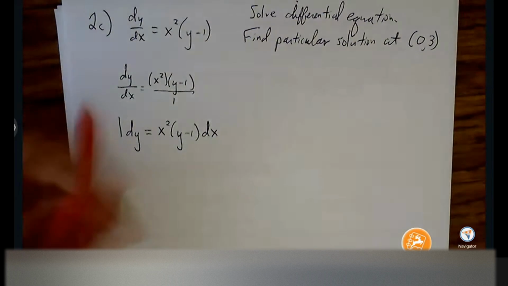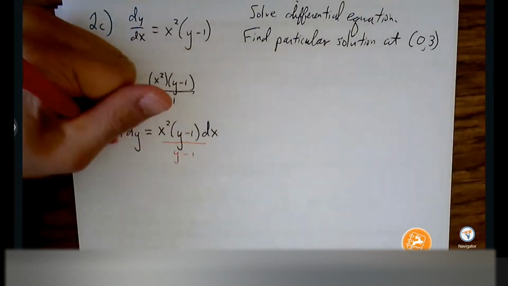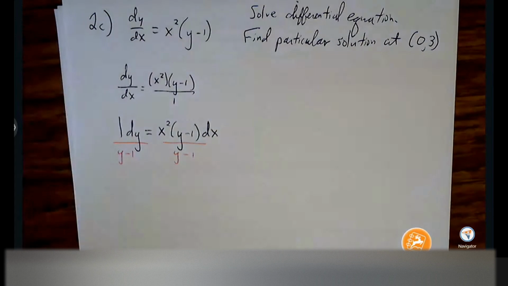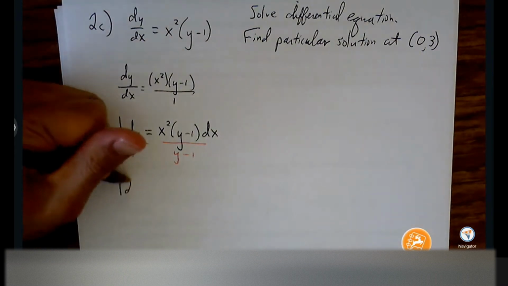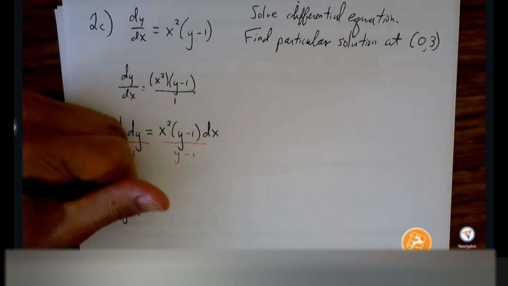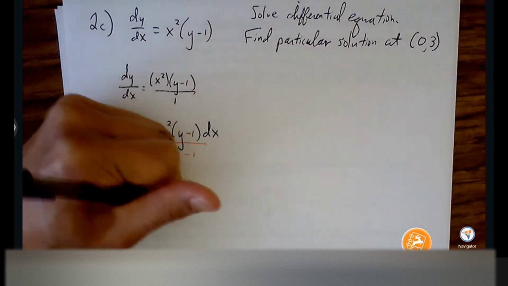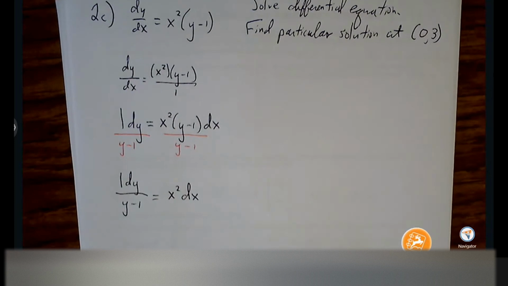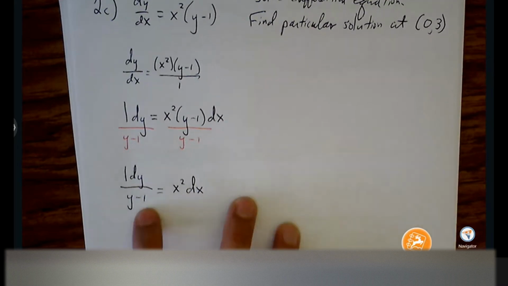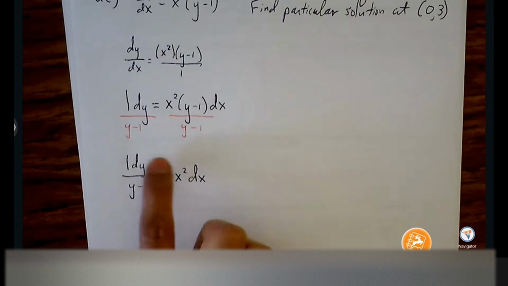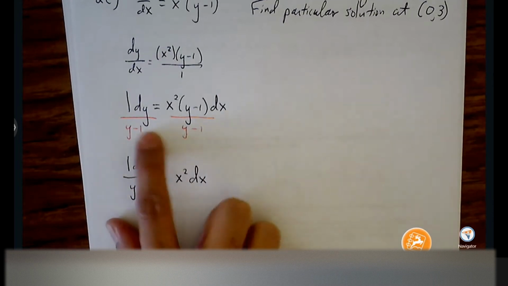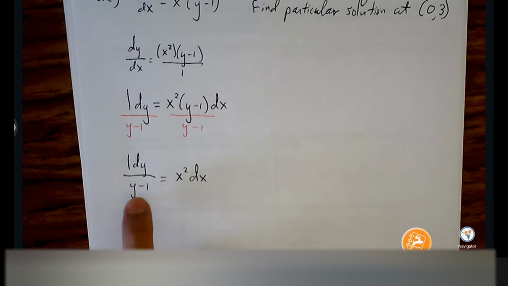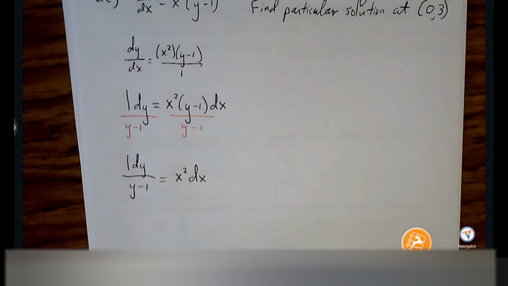Okay, 1 dy over (y minus 1) equals x squared dx. Do we have full separation of variables? Yes, now we do. I want to point out a couple of things here. Just trust your algebraic skills. If you have x's or y's in the denominator, that's where they should be. Don't just move it up. If that's where it is, then that's where it belongs.